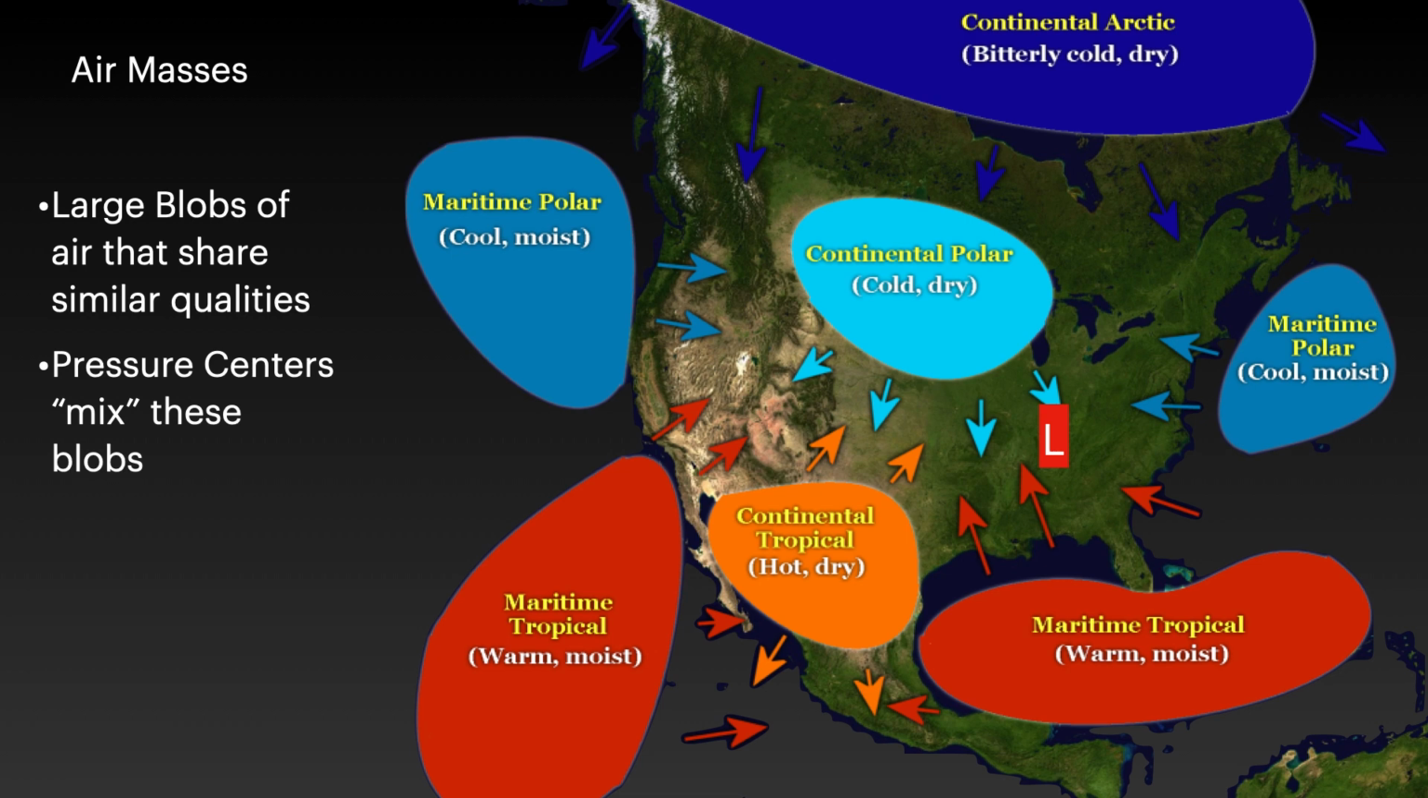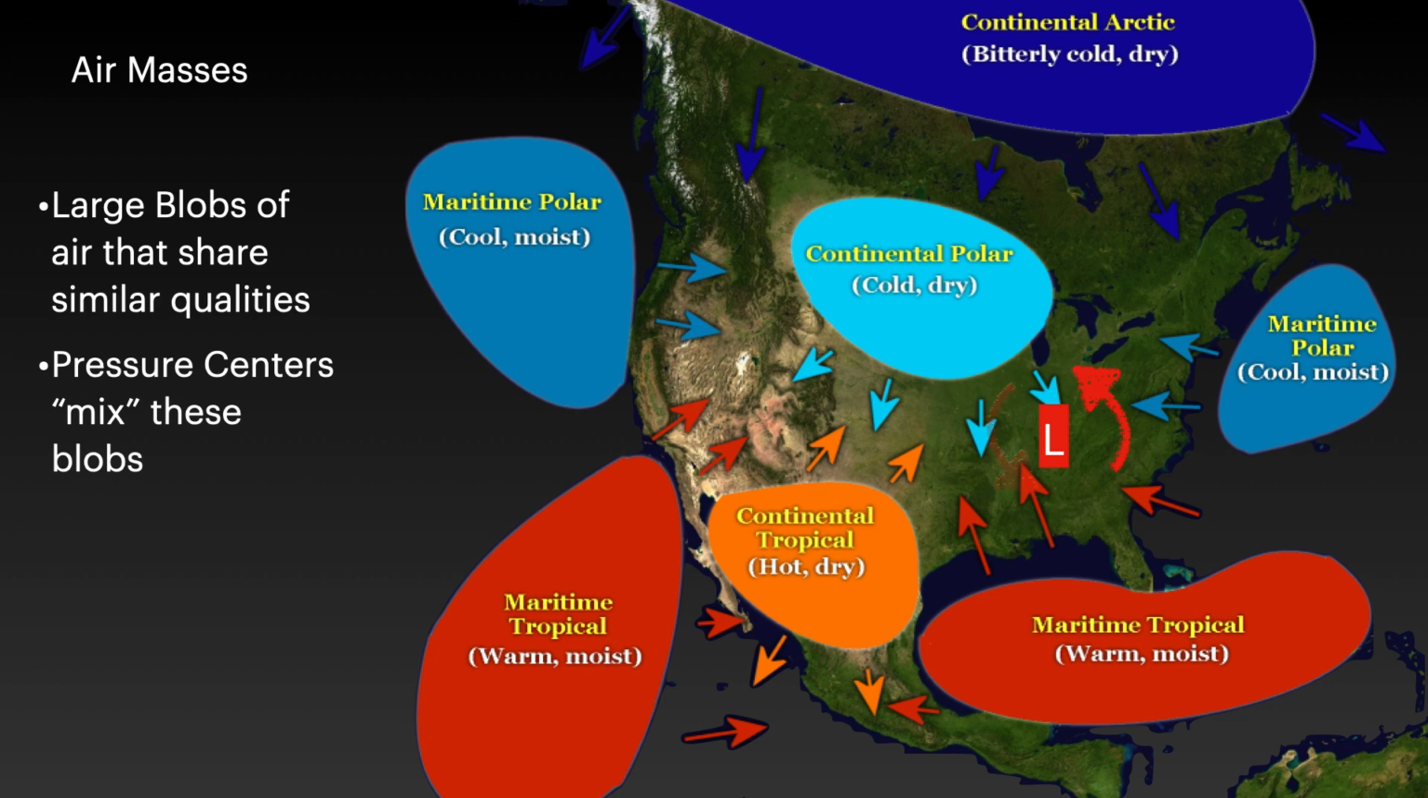A pressure center is a very efficient way of circulating the air from one air mass to another. In this case, I would be bringing tropical air to the north, and I would be bringing polar air to the south. So I'm changing the temperature and dew points over different areas.